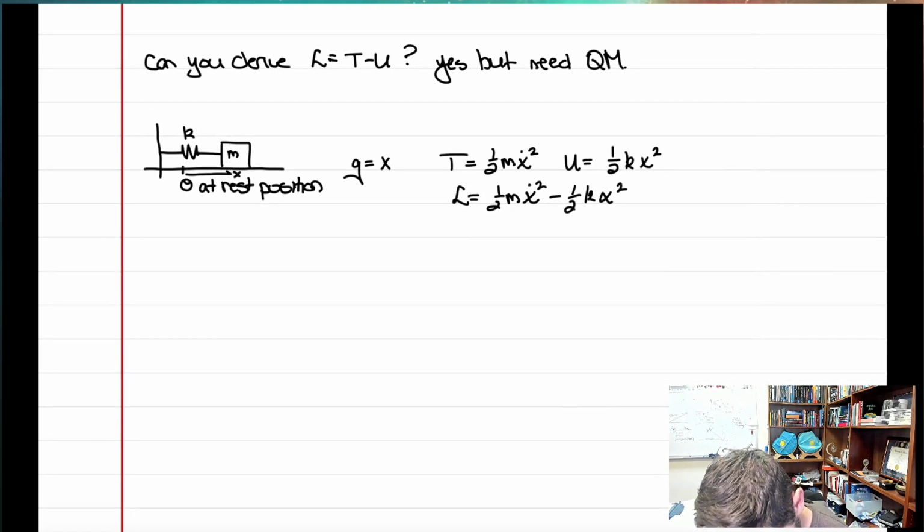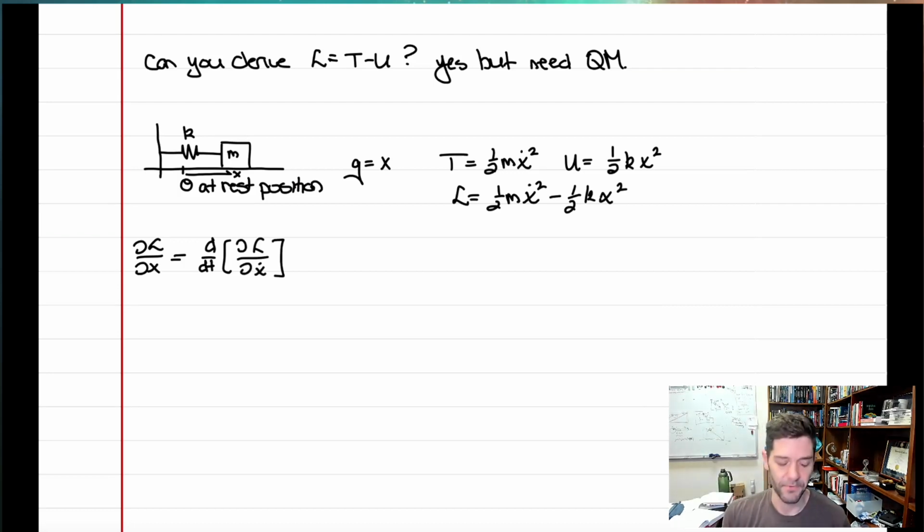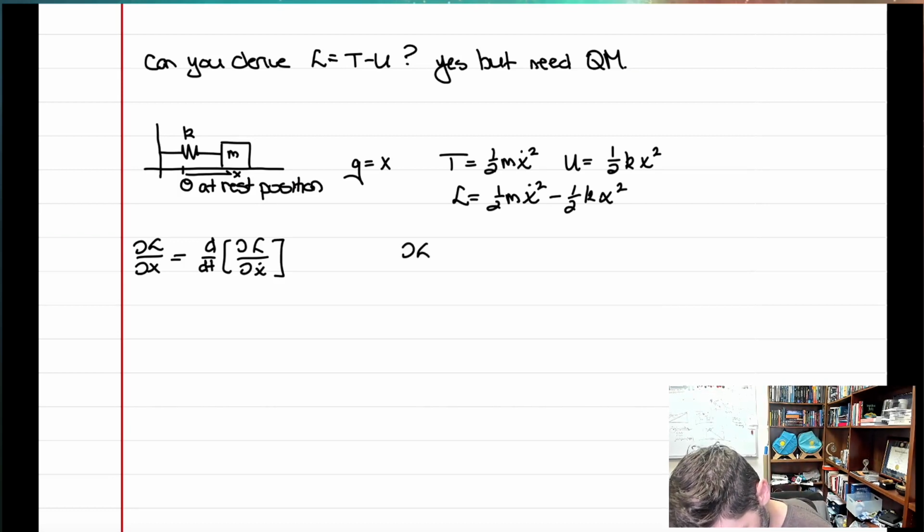And again, I have that the partial with respect to x, now that x is my variable, is going to be equal to the time derivative of the partial of the Lagrangian with respect to x dot. So then, the partial with respect to x looks like it's going to be negative kx.